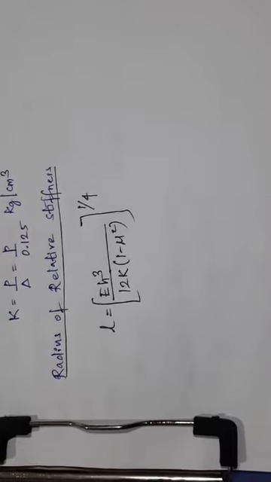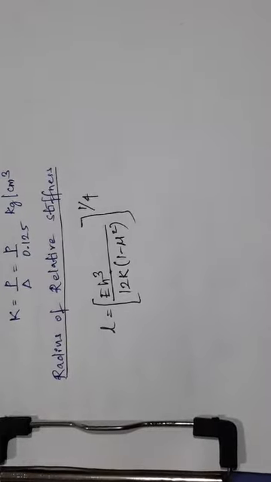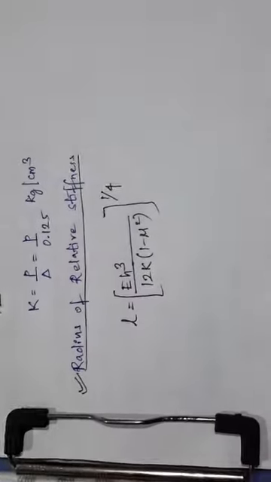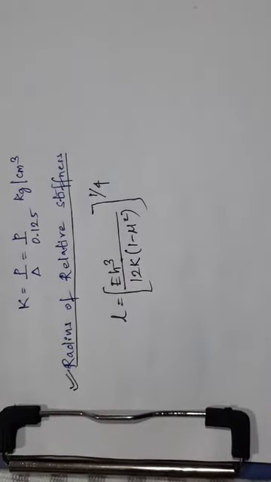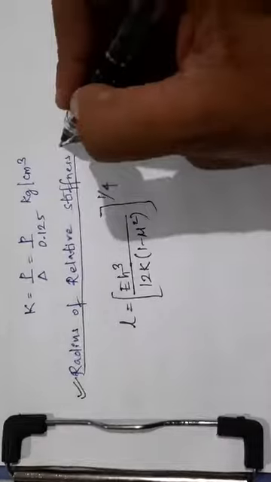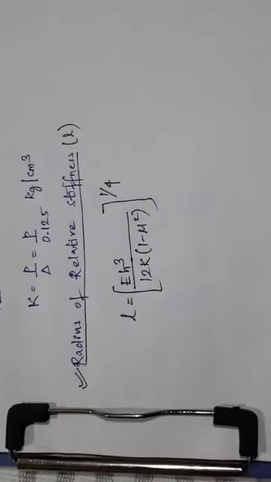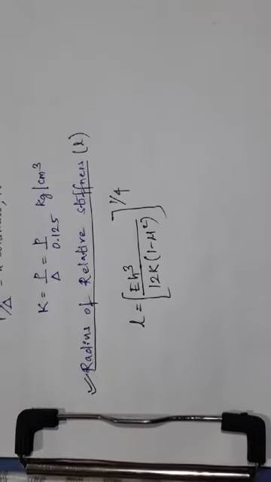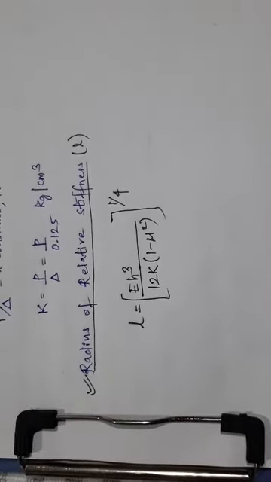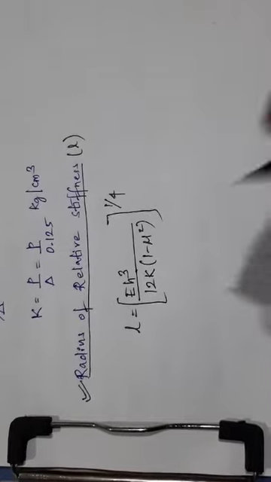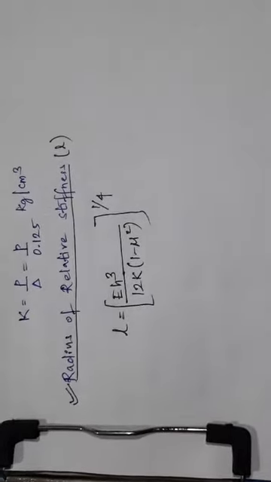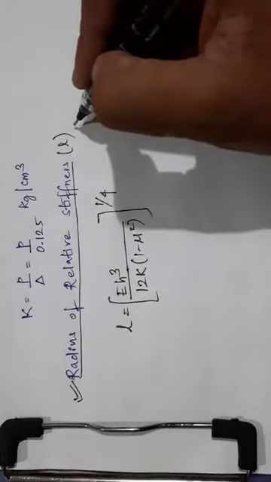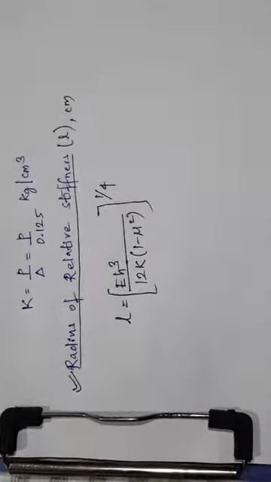So Westergaard defined the term here as the radius of relative stiffness, which is denoted as small l, and that is given by the formula l is equal to E h cube divided by 12 K (1 minus mu square), raised to 1 by 4, where l is the radius of relative stiffness, which is expressed in centimeters.